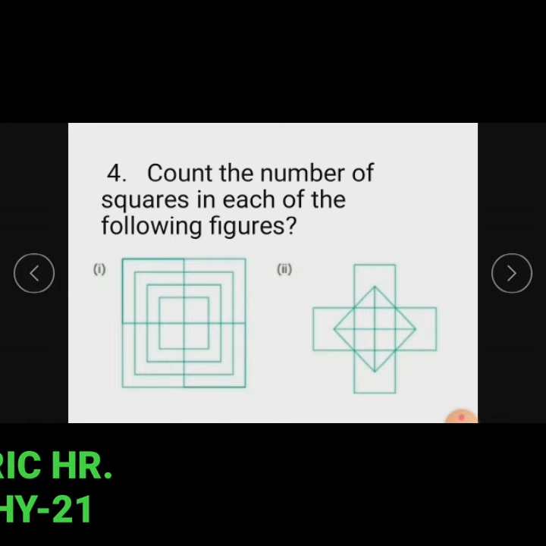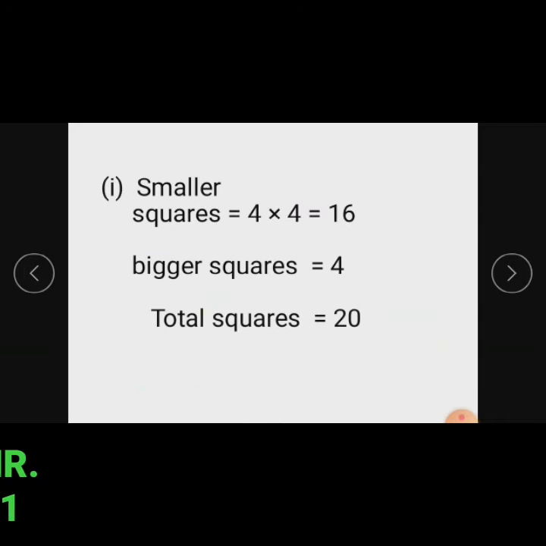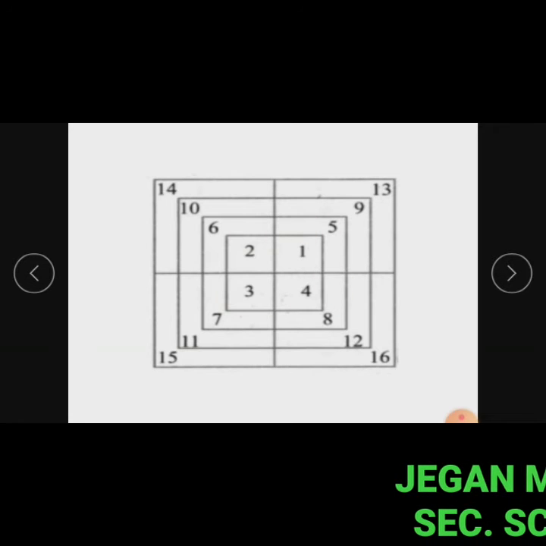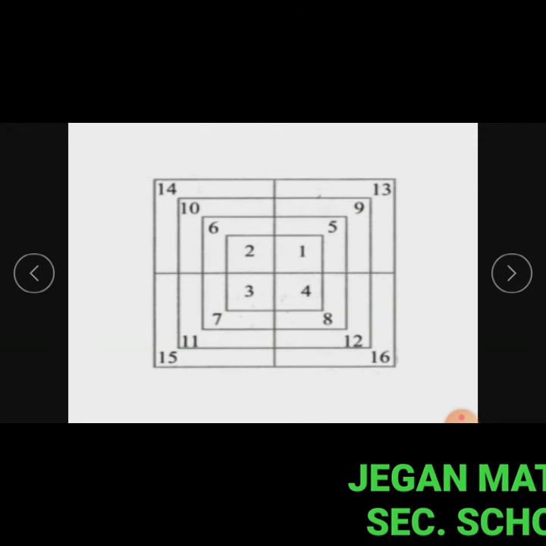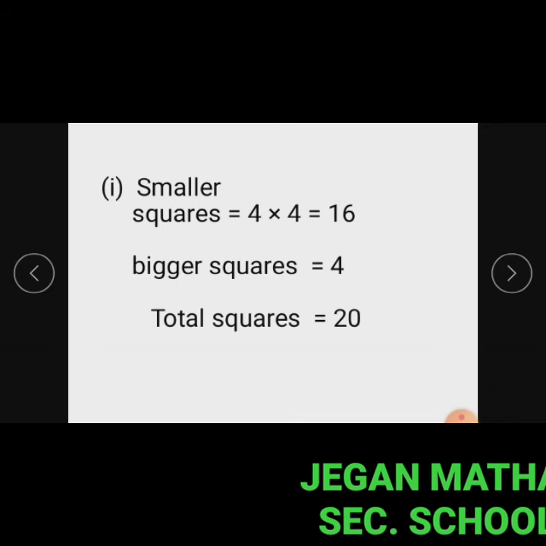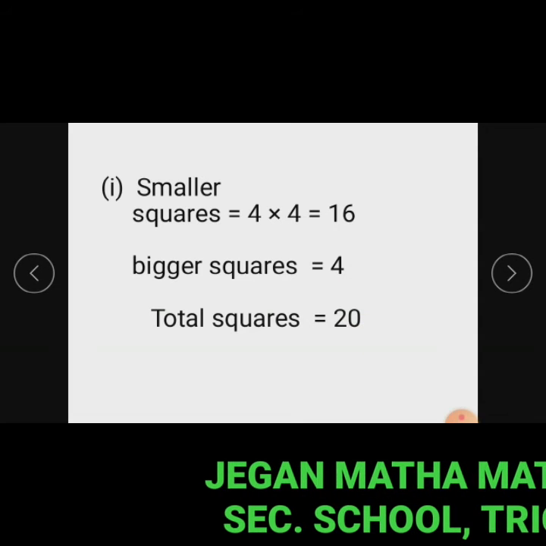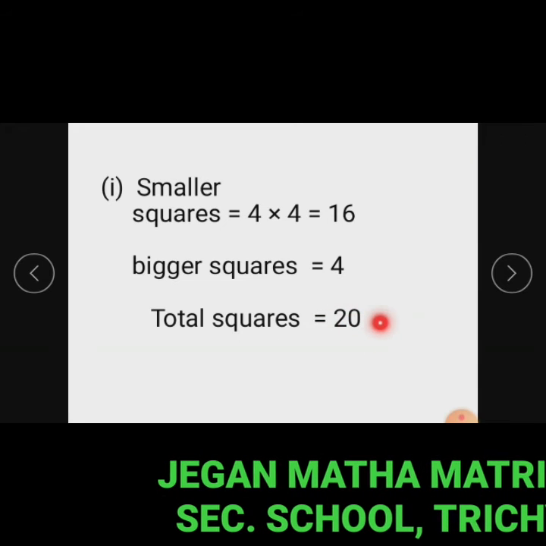Question number 4. Count the number of squares in each of the following figures. Here, two figures are shown. In figure 1, smaller squares equal 4 into 4, 16 squares. Bigger squares equal 2, 3, and 4 squares. So total squares equal 16 plus 4 equal to 20 squares. In figure 1, 20 squares are there.